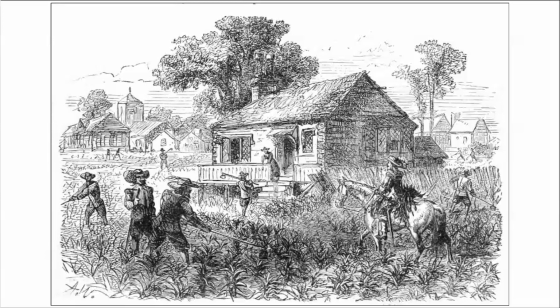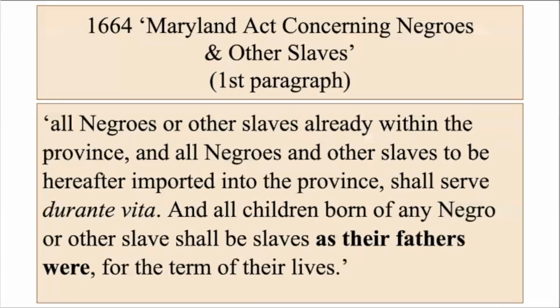But in the first half or so of the 17th century, some enslaved people could and did buy their freedom and own land. The 1664 Maryland Act concerning Negroes and other slaves, that's the name of it, said in its first paragraph, all Negroes or other slaves already within the province, and all Negroes and other slaves to be hereafter imported into the province, shall serve durante vita, that means for life.